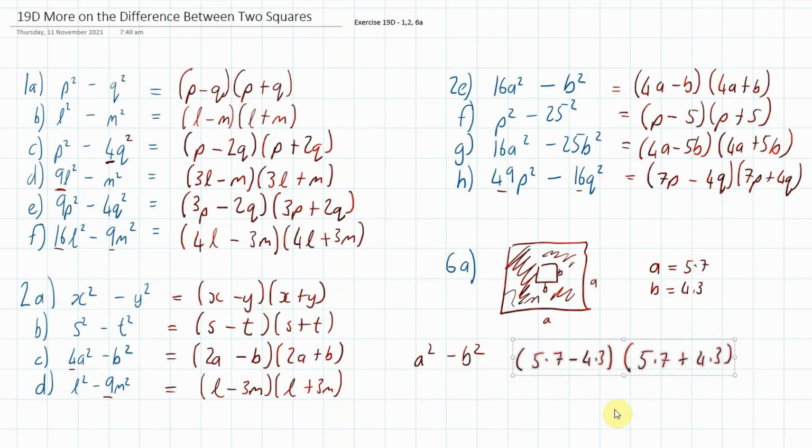Okay, so a squared minus b squared is equal to, in this case, that. And we can say, well, what's 5.7 minus 4.3? I think that's 1.4, isn't it? And then the second bracket would be 5.7 plus 4.3, and so it should be equal to 10. So 1.4 times 10 is 14. What are we dealing with? I think it was centimetres, so it would be 14 centimetres squared in that case.